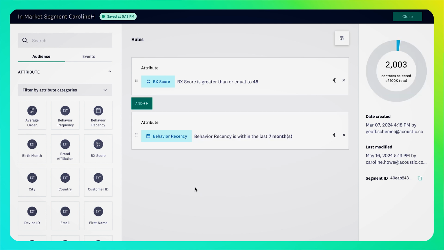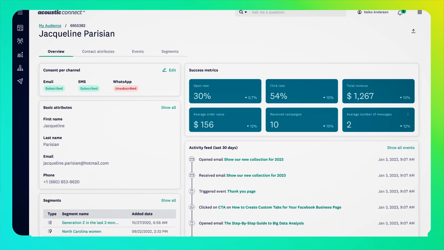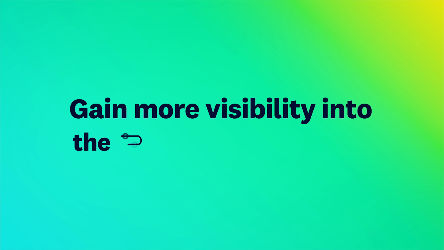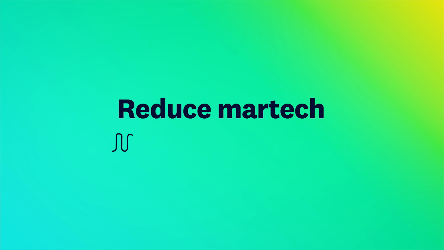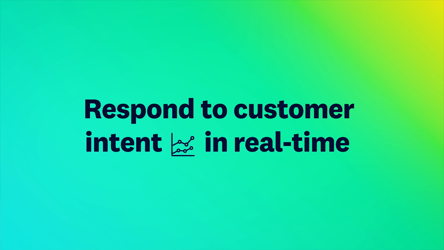Acoustic Connect users get a 360-degree view of the customer, creating sharper targeting and increasing customer engagement to reach customers at just the right time. This new and improved data layer will help marketers in several ways: better personalization at scale, gaining more visibility into the customer journey, reducing MarTech complexity, and leveraging real-time data to respond to customers.